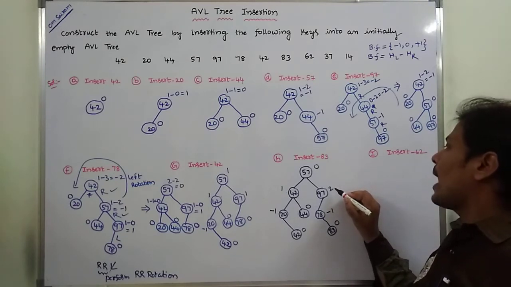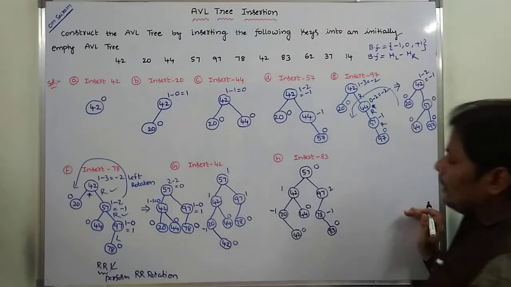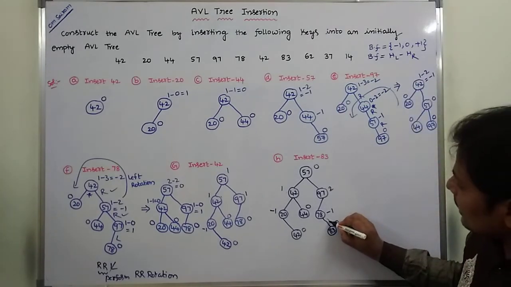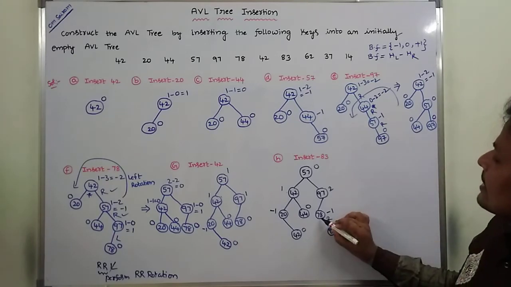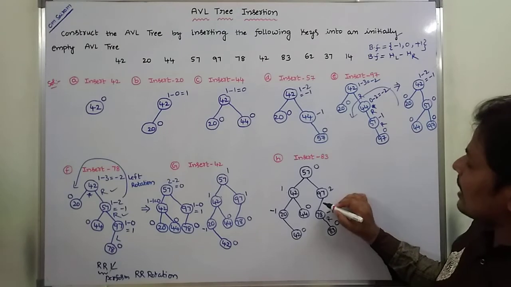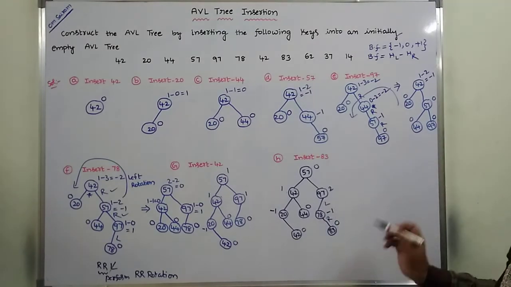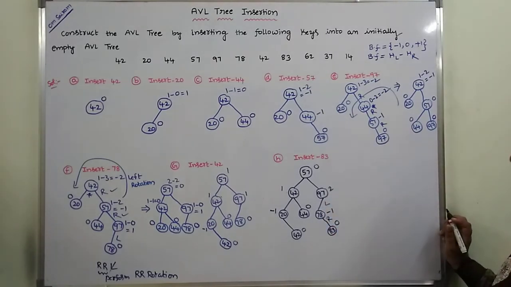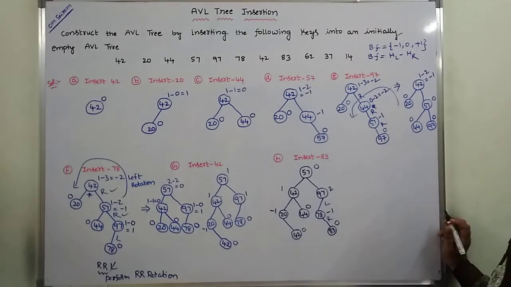So now we have to follow the rotation. 83 is inserted at the right child of 78. 78 is inserted as the left child of 97. Next, here we have to perform the LR rotation. This is L and this is R, LR rotation.